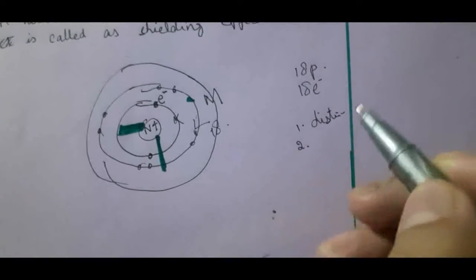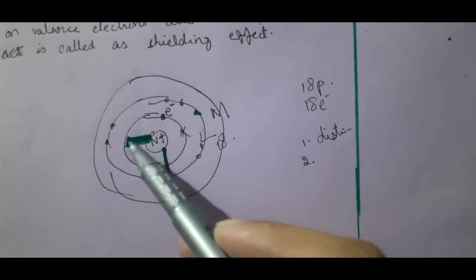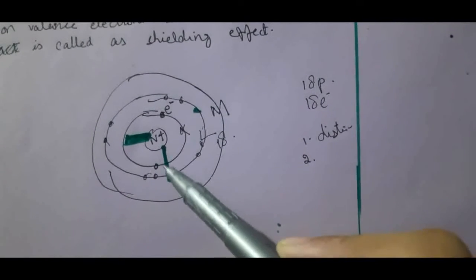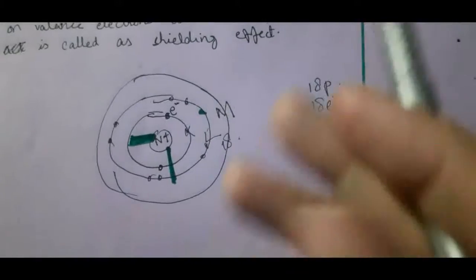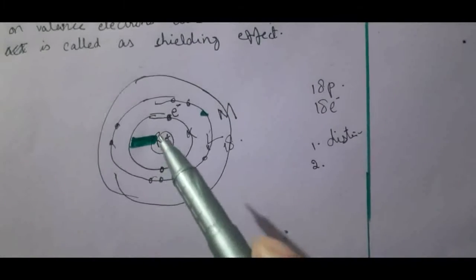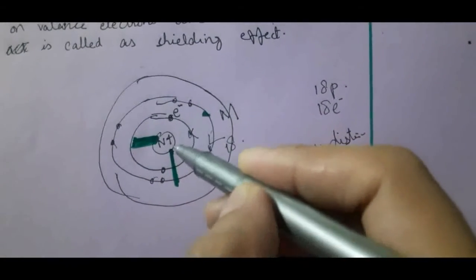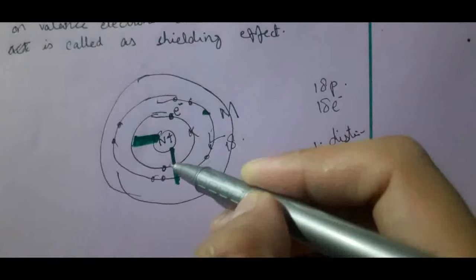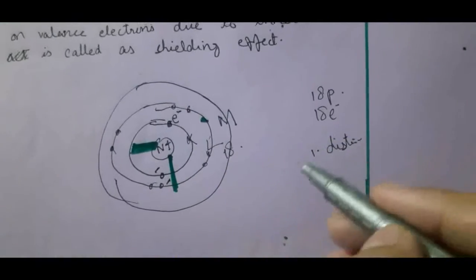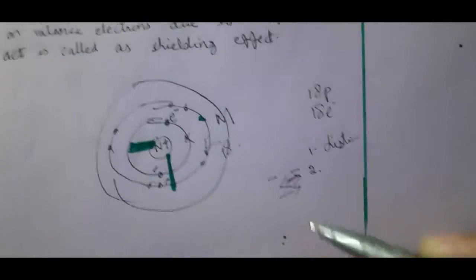And case number 2 is the repulsion forces. Which repulsion forces? We do know that this is a positive charge, and this is a negative charge, so they have attraction with each other. But what about the second shell and the nucleus? The nucleus will try to attract the second shell also because it's having more protons. But this first shell will not allow these electrons to come closer to the nucleus. Why? Because if this electron is negative, these electrons are also negative, and negative charges always repel each other.